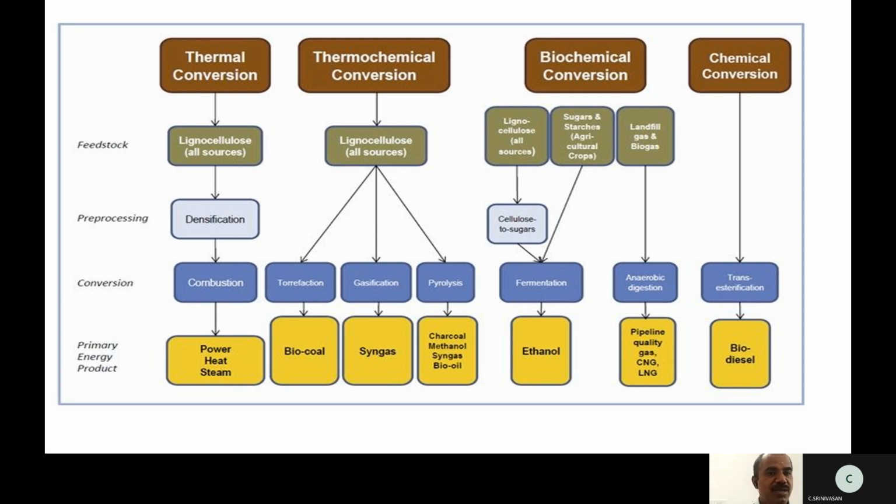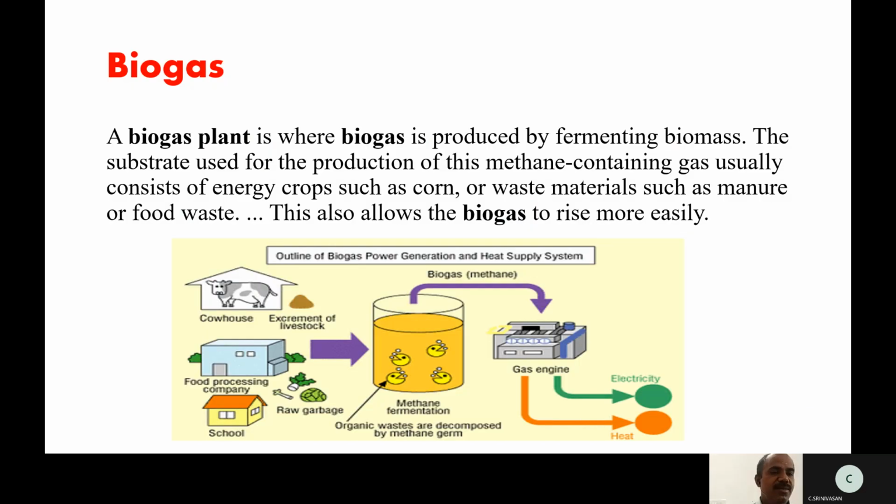Biomass conversion includes the biodiesel, the biochemical conversion, the thermochemical conversion, and the thermal conversion. So you have the charcoal, the methanol, the ethanol, and the biodiesel. These are the various products we can provide. Next, we go to the biogas plant.